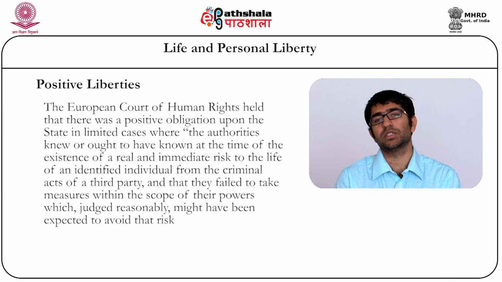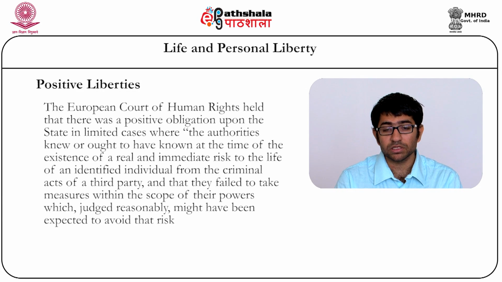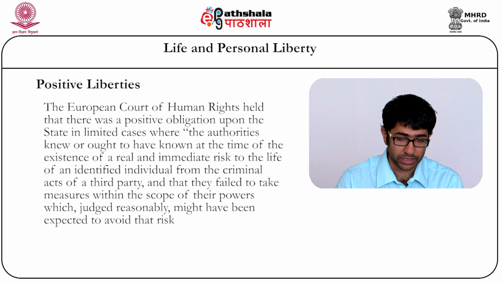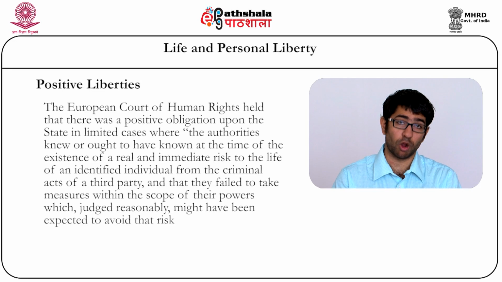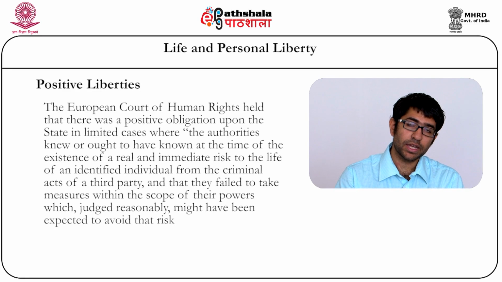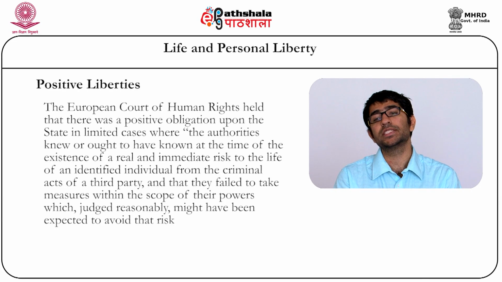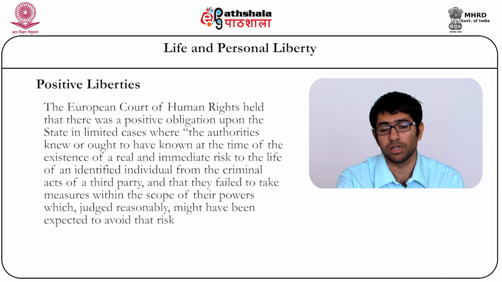So, as we can see, the interpretation is very limited. There must be an identified person to whom there must have been a real and immediate risk to his life, and that from the criminal acts of a third party, and given all that, the state failed to take reasonable measures for avoiding that. So, you can see how it is a very narrow and limited reading.